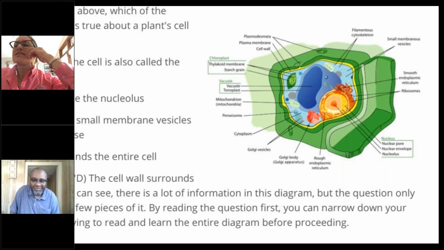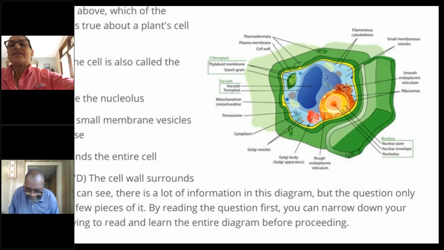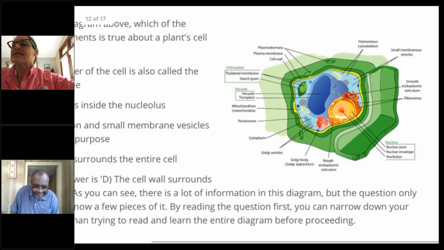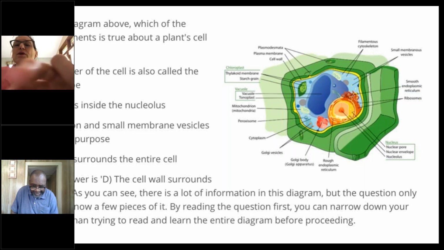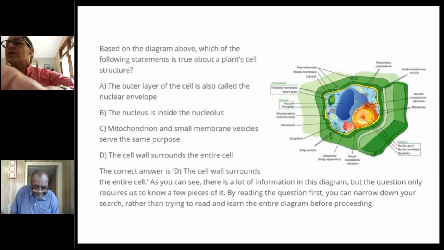It's got a little. So the orange part is the nucleus, and it's got a nuclear envelope. Okay, I see the nuclear envelope now. So they want to know, I'm going to shrink it again. The outer layer of the cell is also called the nuclear envelope. Well, no, because that's not the outer layer, is it? That's inside the cell. Okay. Right.